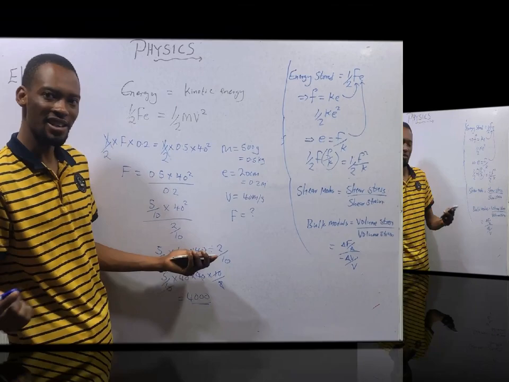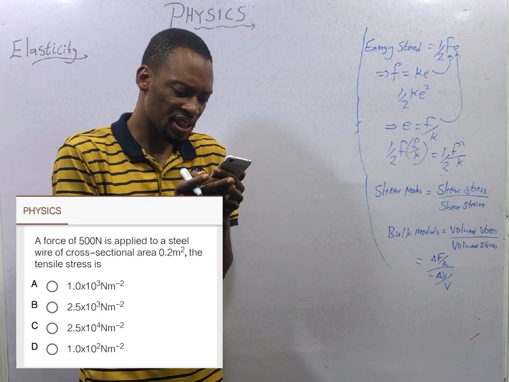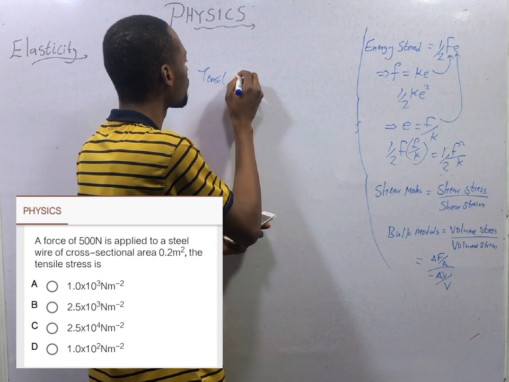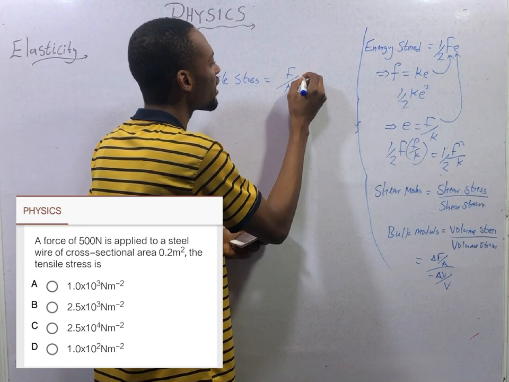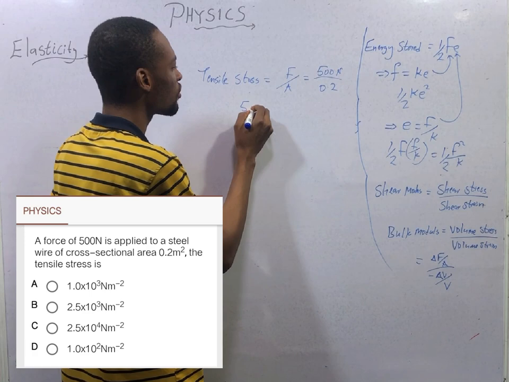That is it. A force of 500 Newton is applied to a steel wire of cross-sectional area 0.2 meter squared. What is the tensile stress? Wow. Tensile stress is force over area, and that is 500 Newton over area 0.2. 500 over 2 over 10.